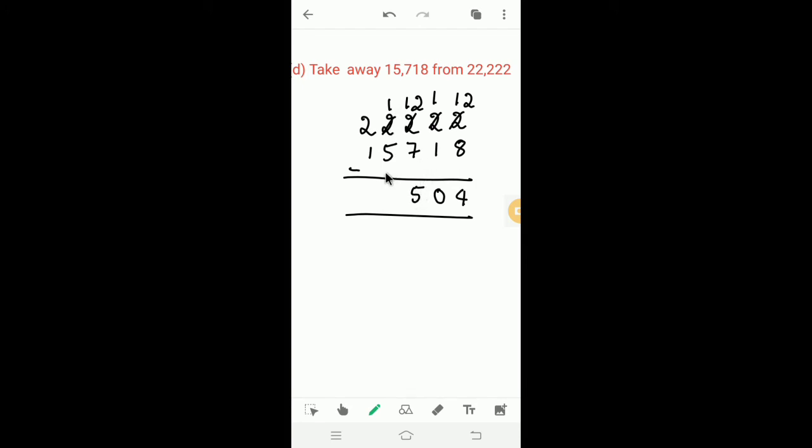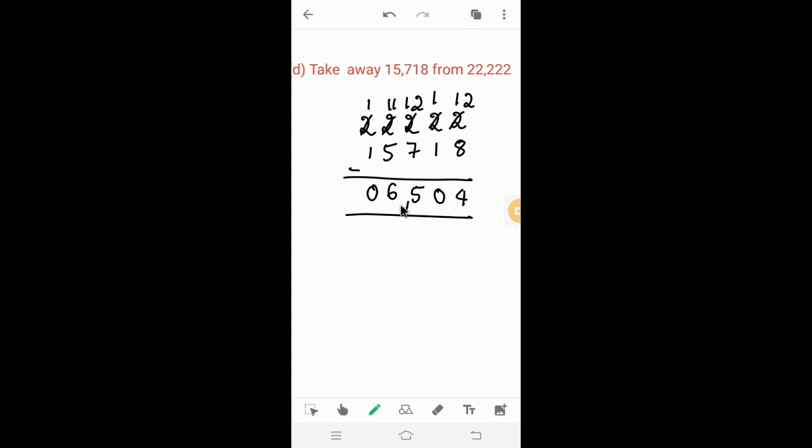1 minus 5 is possible to subtract? It is not possible to subtract. So what we have to do? We have to borrow from next number. Here next number is 2. If we borrow from 2, then 2 becomes 1 and here 1 becomes 11. 11 minus 5 is how much? 11 minus 5 is 6. 1 minus 1 is 0.